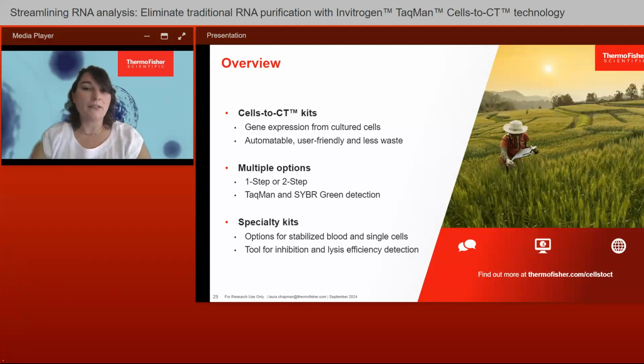There are multiple options that you can choose from, either a one-step or a two-step, depending on which one you would prefer. And there are also versions for TaqMan and SYBR Green for your detection qPCR. And lastly, there are multiple specialty kits that are offered that may help you with a specific type of research that you're doing. I highlighted here ones for stabilized blood and for single cell, and then also the tool that's really beneficial for looking for inhibition or incomplete lysis within your samples.